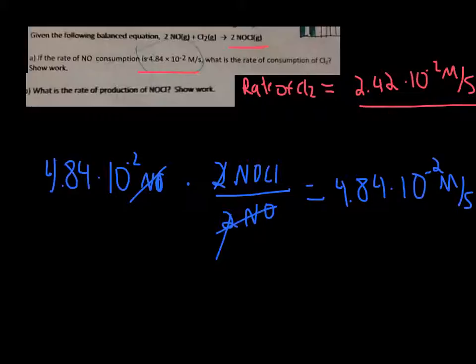Now, is this going to be positive or negative? It's going to have a positive value because it's production. It's on the right side.